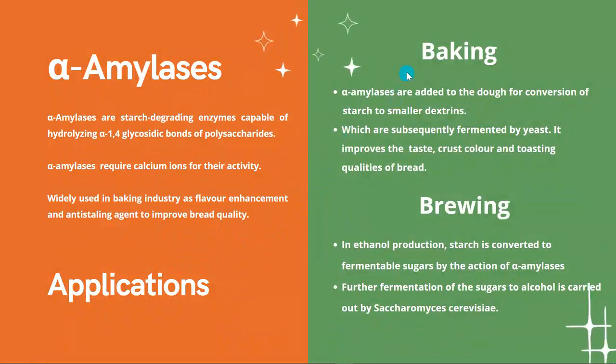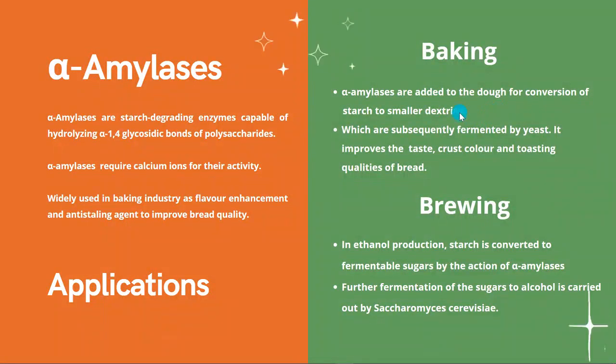So if you see the application, as I already mentioned on the first slide, they are majorly used for baking and brewing. In baking, alpha amylases are added to the dough for the conversion of starch into smaller dextrins. So they convert the complex sugar, that is starch, which is present in the dough, in the flour, atta. So it breaks down the sugar into smaller particles, that is known as dextrins.